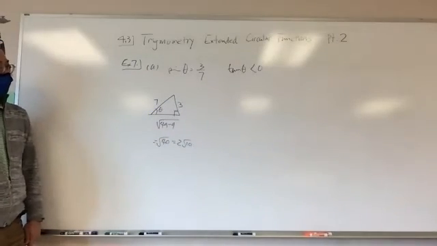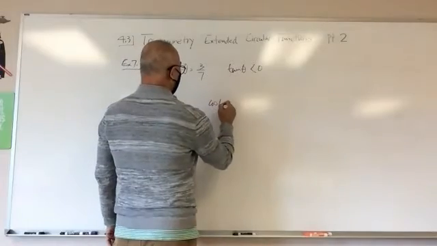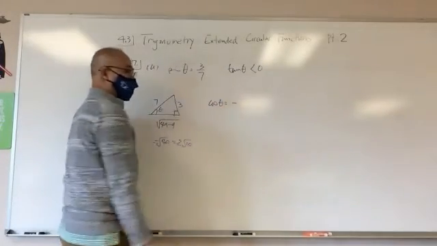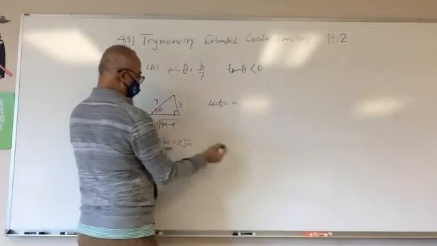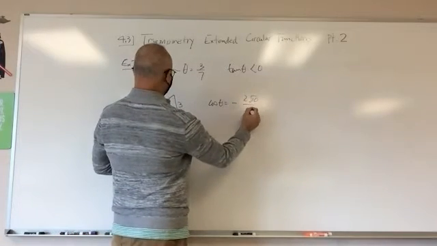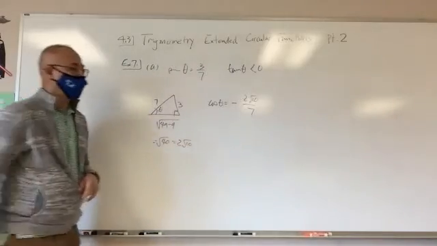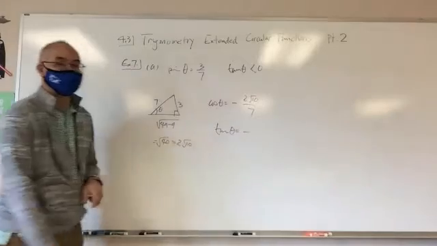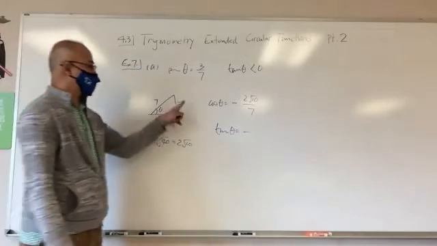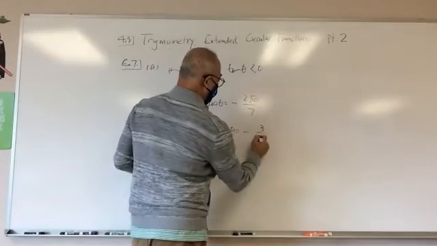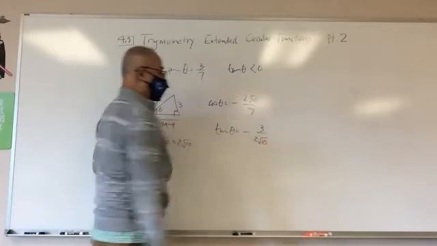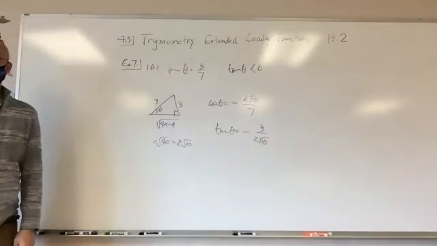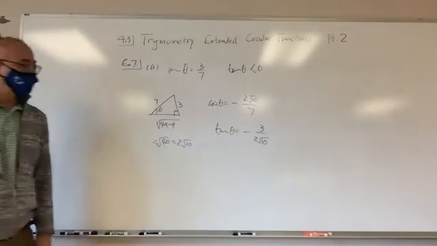So the cosine, since it is second quadrant, is going to be negative 2 root 10 over 7. Tangent theta is going to be negative also, since it's in the second quadrant, this side over this side. Get that? Makes sense?